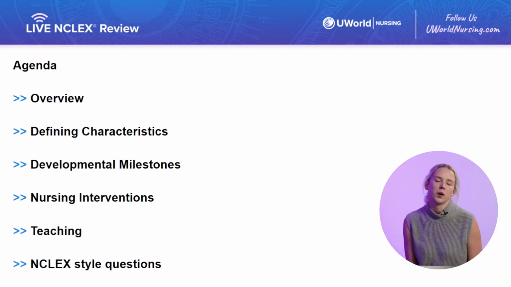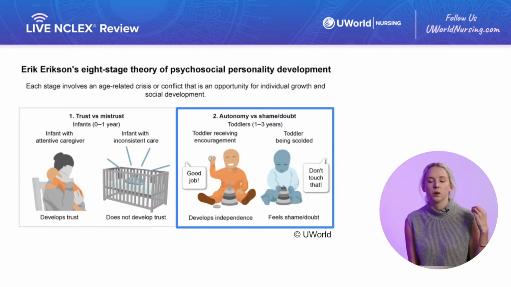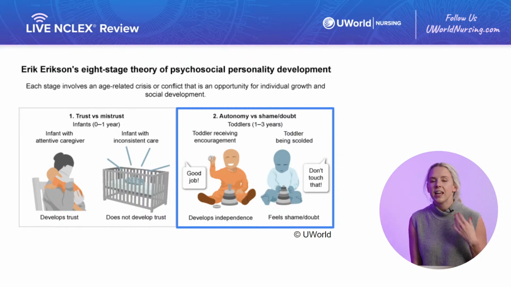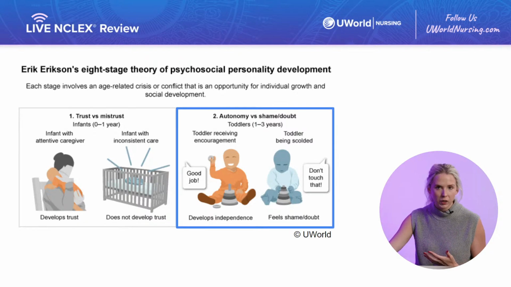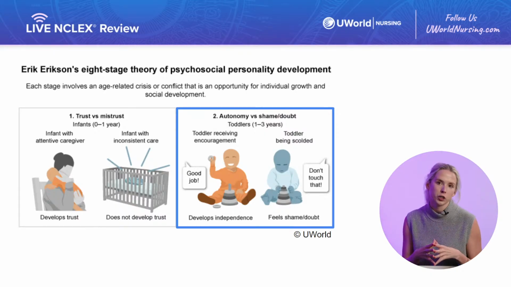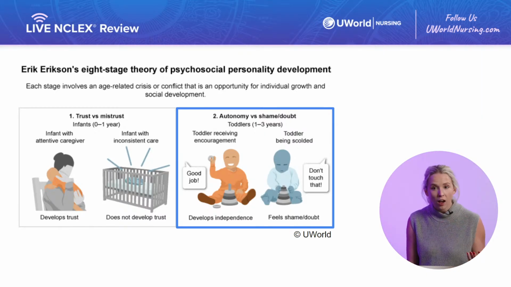We're going to switch to our Erik Erikson theory image. So psychologist Erik Erikson introduced the theory of psychosocial personality development in the 1950s. So it's been around for a while. It explains how each stage of life develops and the main issue that each age group is facing. For the ages of 1 through 3 that we're going to be covering today, also referred to as the toddler age, the main issue they're facing is autonomy versus shame and doubt.